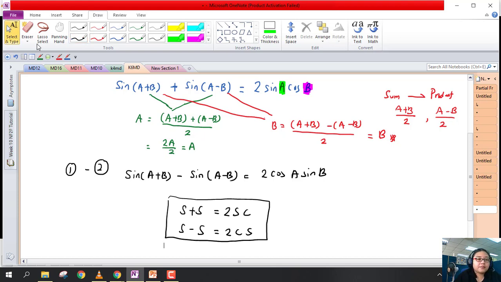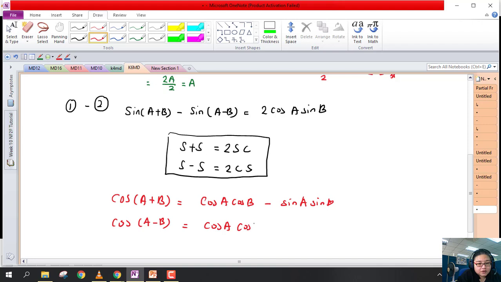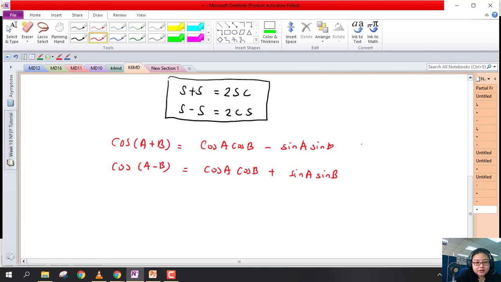The same thing we can proceed to with cos. When you are given cos A plus B, the compound angle is cos A cos B minus sine A sine B. This is our previous knowledge. The same goes for cos A minus B, where we get cos A cos B plus sine A sine B. I label this as 3 and this as 4.